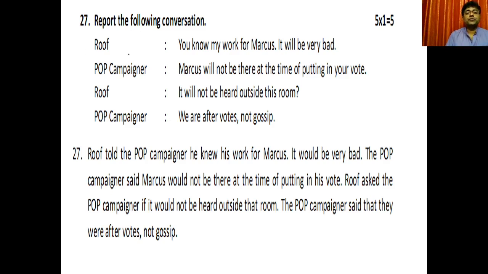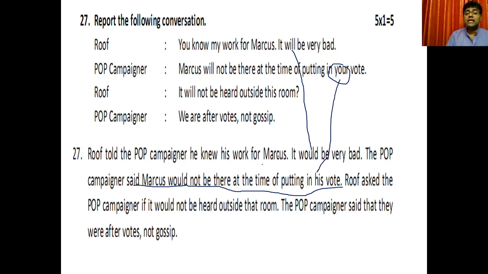Report the following conversation. Roof, you know my work for Marcus. It will be very bad. Roof told the POP campaigner, because we know whom did he tell? POP campaigner. He knew his work for Marcus. He, who? Roof. You becomes he for Marcus. It will be very bad has been changed into it would be very bad. So the POP campaigner's reply, what is that? Marcus will not be there at the time of putting in your vote. So the POP campaigner said Marcus would not be there at the time of putting in his vote. All these pronouns are very, very important, otherwise they give a different meaning. Please remember this.